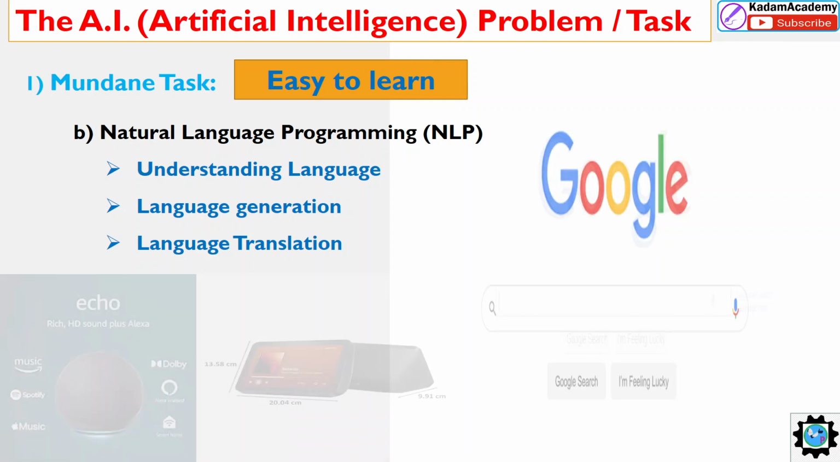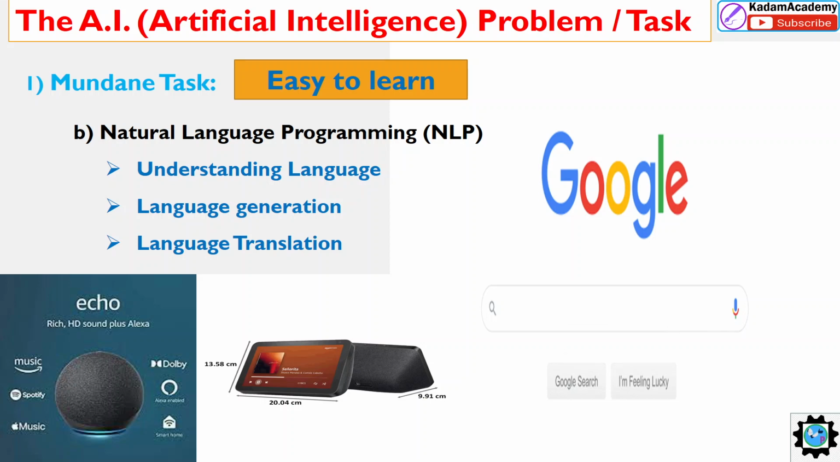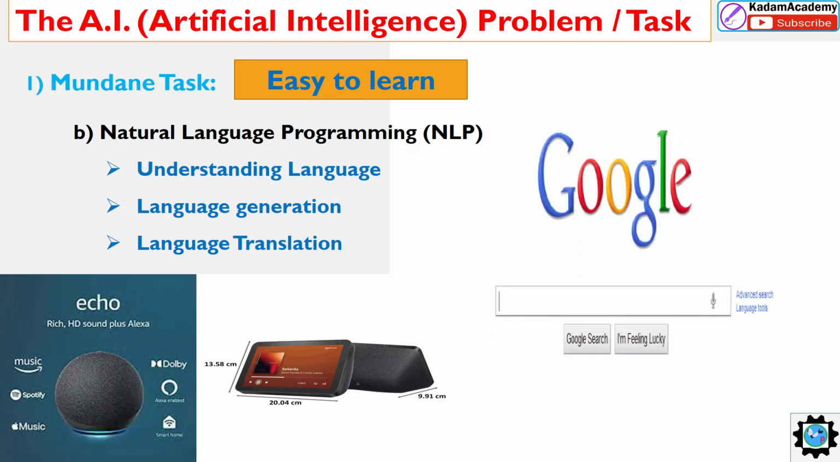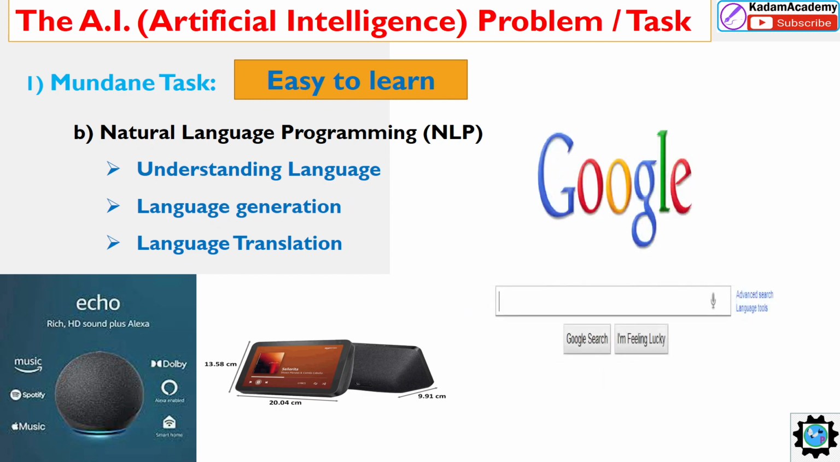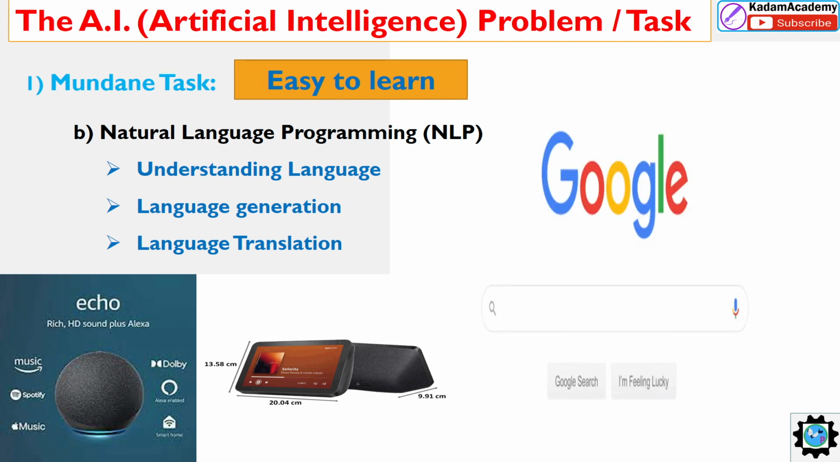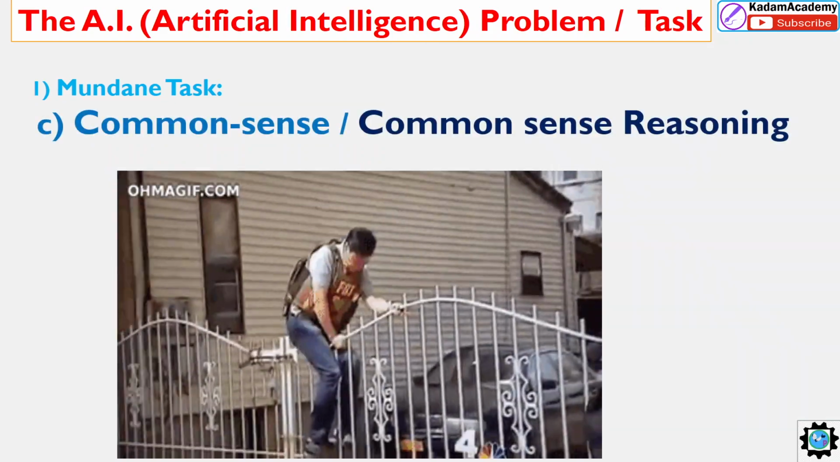Next, the third one is this ecosystem, Amazon Alexa. These are examples of development under NLP, mundane tasks.